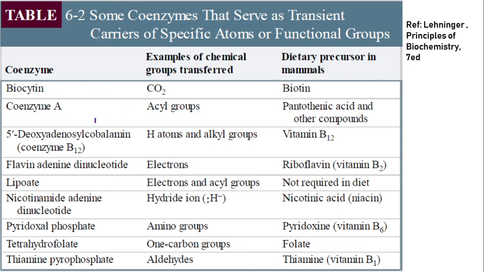Here are some coenzymes. Coenzyme A is actually derived from a vitamin called pantothenic acid, and it's a carrier of acyl groups during chemical reactions for the acyl transferase enzymes. Biocytin is a coenzyme obtained from the vitamin biotin. It's a B complex vitamin and it is a carrier of carbon dioxide.